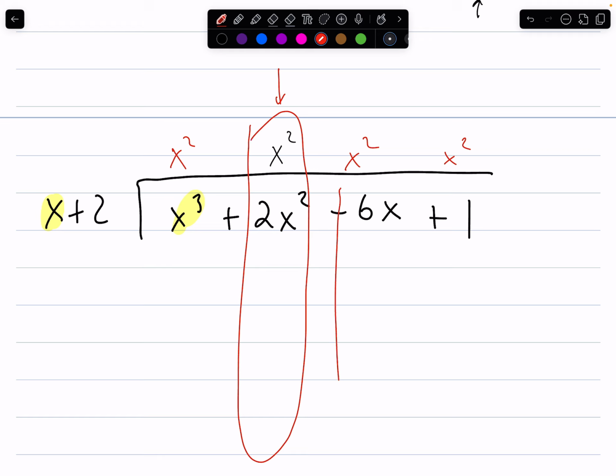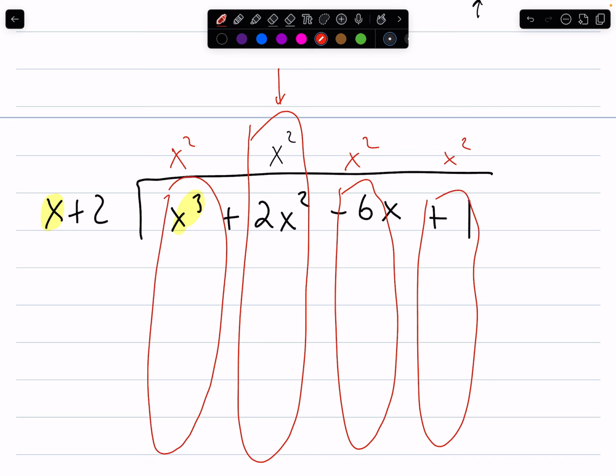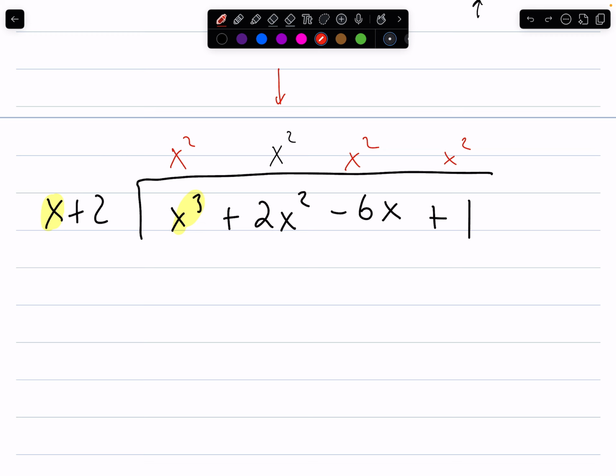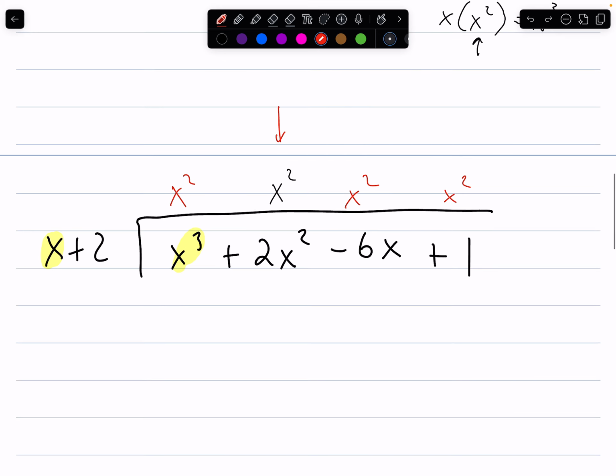All your x terms will be in line here, all your number terms will be in line here, and all your x cubed terms are going to be in line here. So keeping this organized and in line with each other is super important, because if you don't, you're actually going to mess up the later parts of the question.